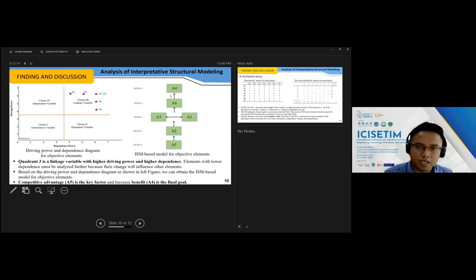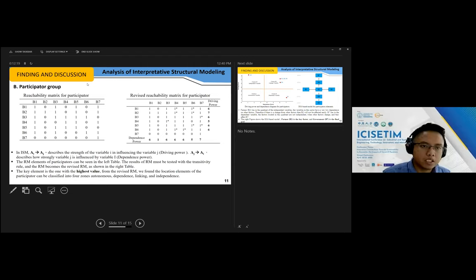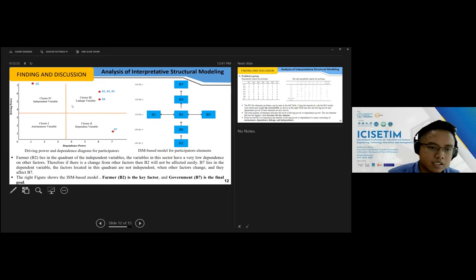So this is the participator group. After I get the FACSO number, I convert it to the reachability matrix, and then I represent the reachability matrix by transitivity rules. The key element has a high value from the revised reachability matrix, and we found the location of the participator elements can be classified into four zones: autonomous, dependent, linkage, and independent. So this is the diagram for the participator.